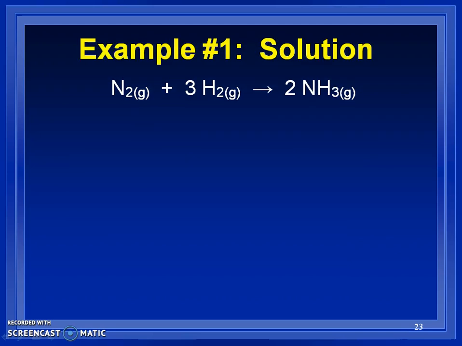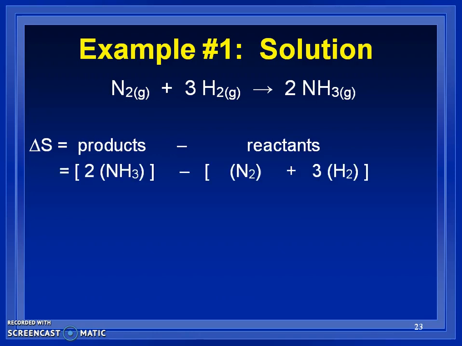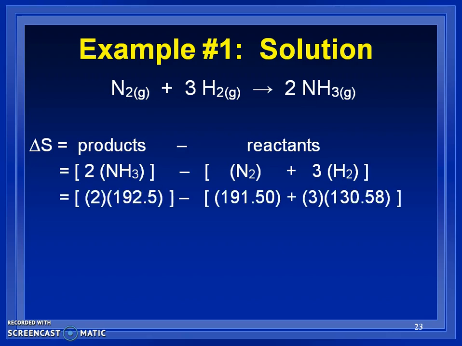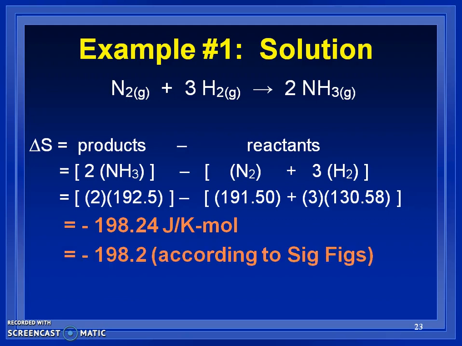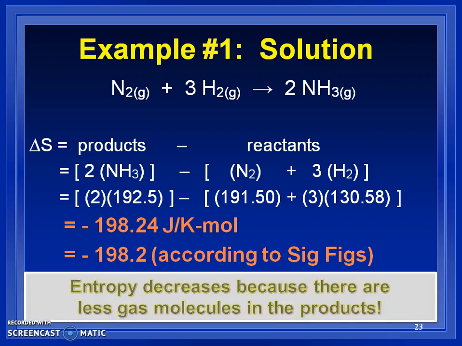So here's our solution. Products minus reactants. Here's our 2 ammonia minus the 1 nitrogen plus the 3 hydrogens. Plug and chug your numbers. And again, at this point, if you didn't get here or you don't have the correct numbers, pause and see if you can calculate it correctly doing the math. You should have gotten a negative 198.24. And again, this is joules per Kelvin mole or joules per mole Kelvin. It really doesn't matter, but it is in joules and not kilojoules. And according to sig figs, you would only need 4 numbers there.